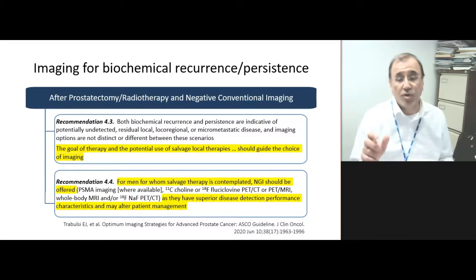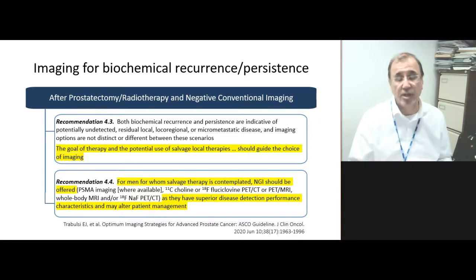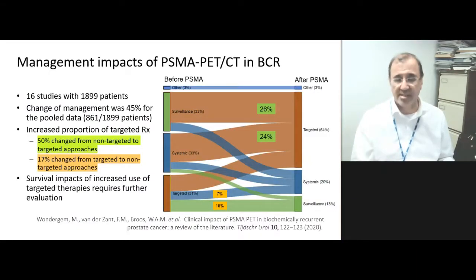So what do the guidelines say? Well, the guidelines say the goal of therapy and the potential use of salvage therapy should be the guiding choice about the use of imaging. So if you're thinking about using salvage therapy, then you should be offering next generation imaging, ideally PSMA PET-CT, but choline, fluciclovine, if they're available, as they have a superior detection performance compared to bone scans and CT scans, and may alter management. And this was borne out by this systematic review that looked at about 2,000 patients.